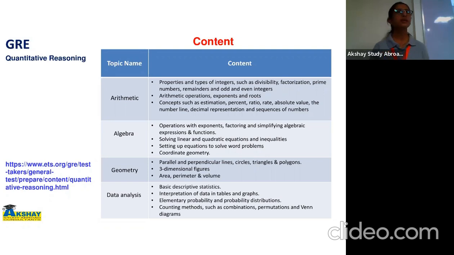If you want to read this in detail, there is a link given. After just scanning that QR code, you can click on that link. You can read the detail of the total content.